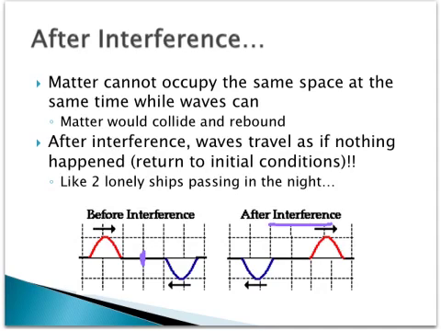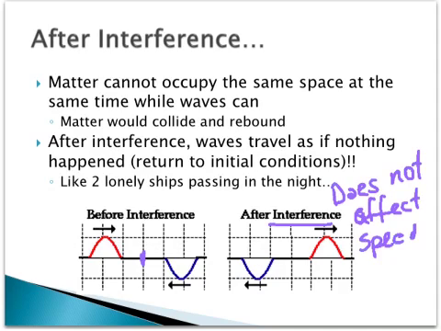Interference, the key thing here is it does not affect speed, okay? Because that wave is staying within the same medium, and the speed of the wave depends on the medium. So interference does not affect the speed of the wave, whereas matter would collide, like in collisions, and bounce off. You could have elastic or inelastic, right? In this, they're passing by, they're not affected.